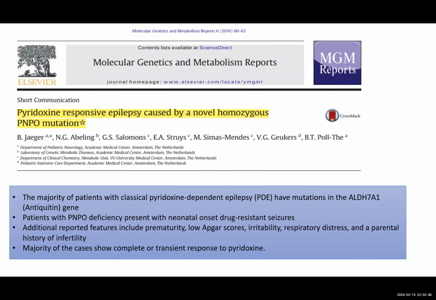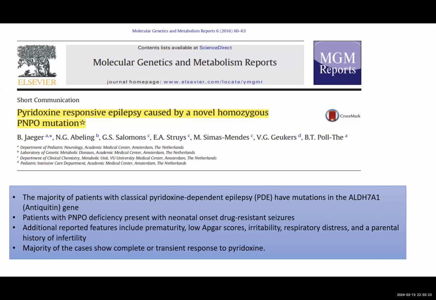The majority of patients with classical pyridoxine-dependent epilepsy have a mutation in the antiquitin gene, whereas in PNPO deficiency, the onset will be very early, even during the antenatal period. There are some additional features like prematurity, delayed cry with low Apgars, excessive irritability, respiratory distress, and sometimes a parental history of infertility. The majority of these cases can show improvement with pyridoxine also. So in our case also, initially we started only on pyridoxine, and seizures showed a significant reduction.